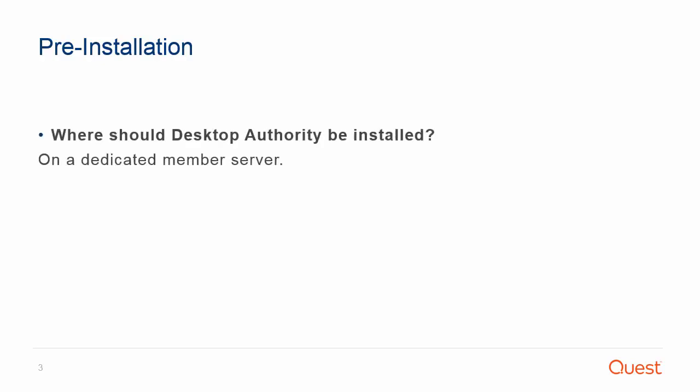Desktop Authority's server components can be installed on a domain controller. However, the best practice recommendation is to install Desktop Authority on a member server. Desktop Authority requires IIS for its web-based console. In order to mitigate any possible side effects with other web-based applications and possible system performance issues, it is recommended that Desktop Authority be installed on a dedicated server.